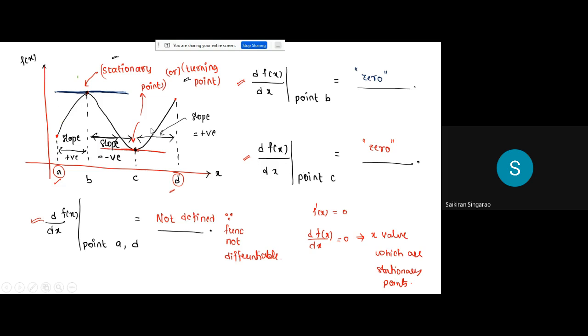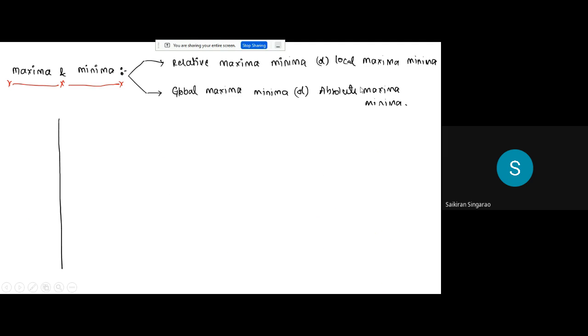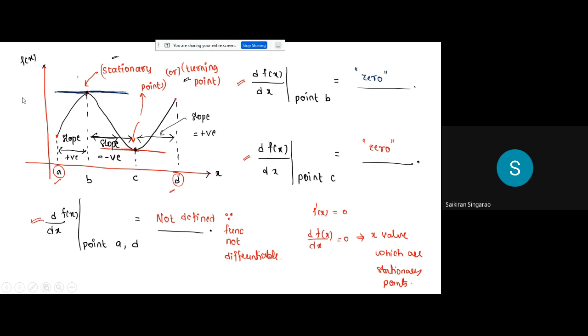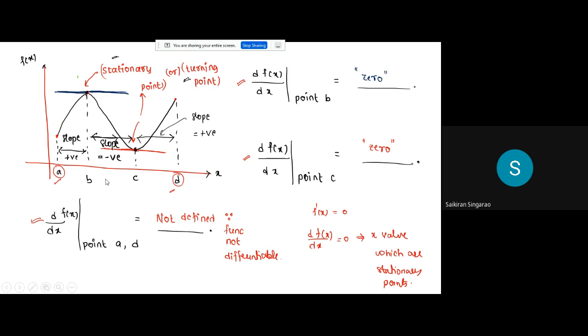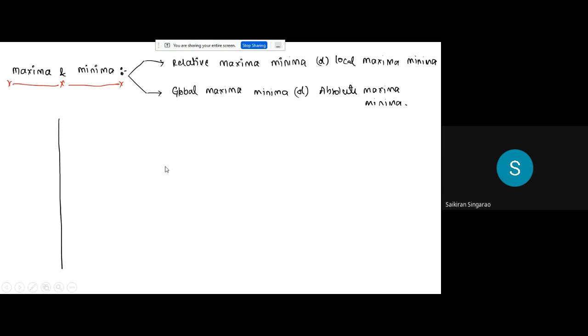Now, is this maxima or minima a local maxima or an absolute maxima? Is point B a local maxima or a global maxima? At least do you know that? Point B is a maximum point, I think everybody is clear with that, and point C is a minimum point, right? Now I am asking, is point B a local maxima or a global maxima? Just take a guess, then you will understand.